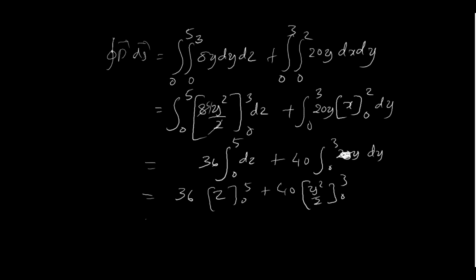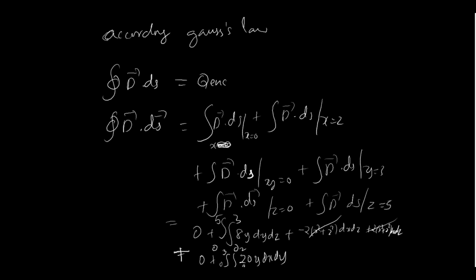So this will be 180 plus this will be 220 times, so 20 into y square with the limit 3, so it will be 9 minus 0, so 9 minus, so 180 plus 180, 360 coulomb. So this is the total charge enclosed, 360 coulomb.